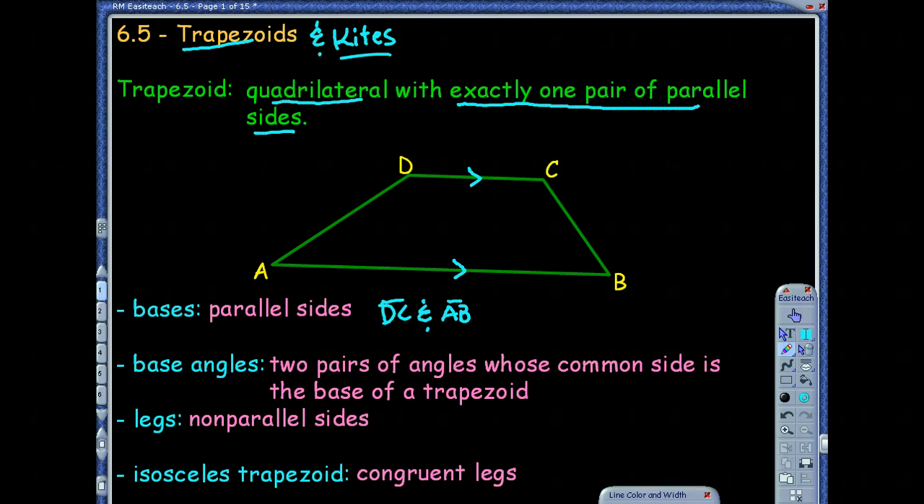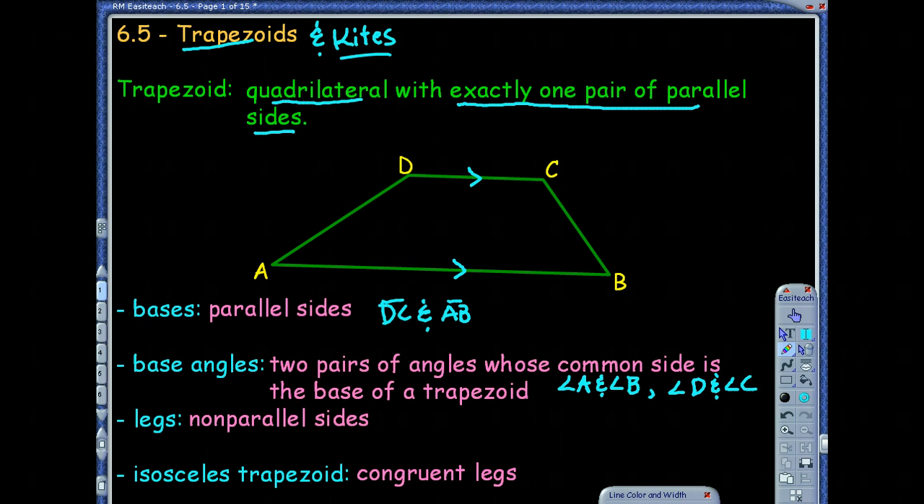And that's something you need to understand, especially when we get to dealing with area at the end of this chapter. Okay, the base angles, it says there are two pairs. A pair has two angles, so in each pair there are two angles, whose common side is the base of the trapezoid. So I'm looking at the base AB. That would mean that angle A and angle B would be a set of base angles. That would be one pair. And the other pair goes off of the other base, the piece that's parallel to it, that segment DC. So angle D and angle C are also a pair of base angles.